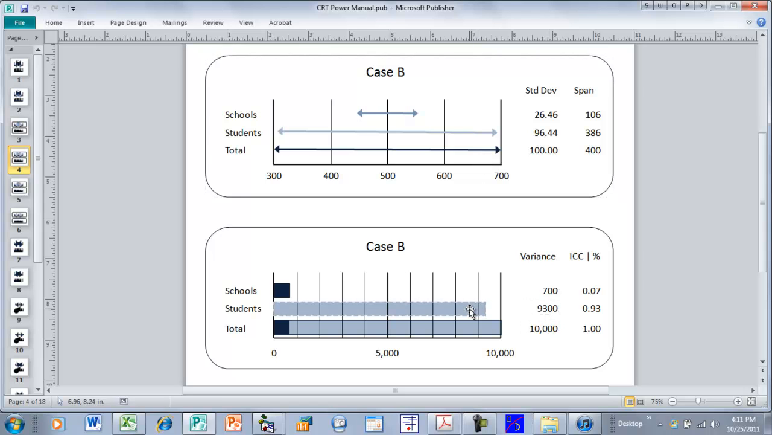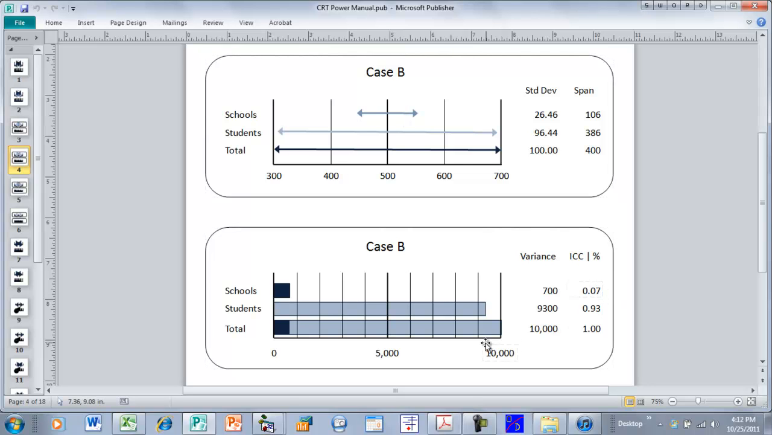The variance for students within a school is 9,300. The square root of that is the standard deviation, which we see plotted over here. And finally, the variance of school means is 700. We take the square root of that and get 26, and that's what we've plotted over here.